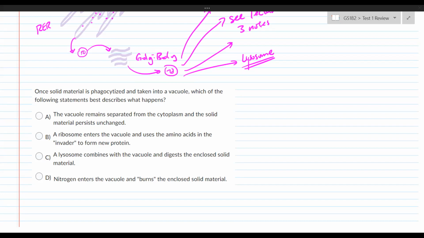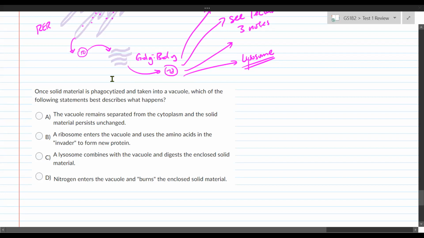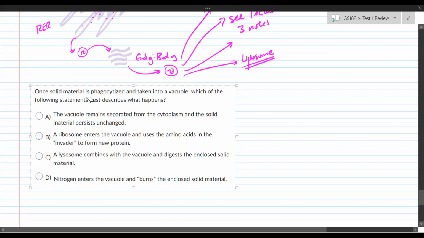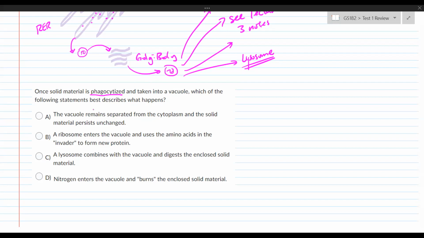Oh boy. That's okay. Don't be overwhelmed by all these words, right? Let's just take a look at it slowly. Once a solid material is phagocytized, that just means phagocytosis, right? It's been eaten up, basically, and taken into a vacuole. Which of the following statements best describes what happens? The vacuole remains separate from the cytoplasm, and the solid material persists unchanged. Well, that's not true. If you bring something in, you've got to do something to it, right? You can't just let it hang around in the cell. What if you keep on bringing things in, and eventually you overwhelm the cytoplasm, right?